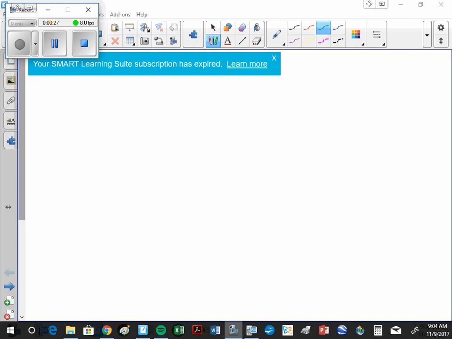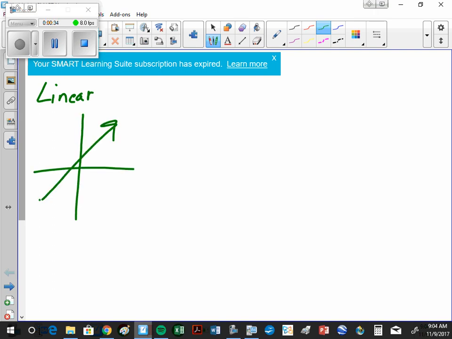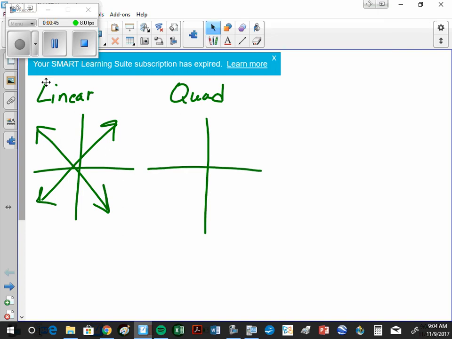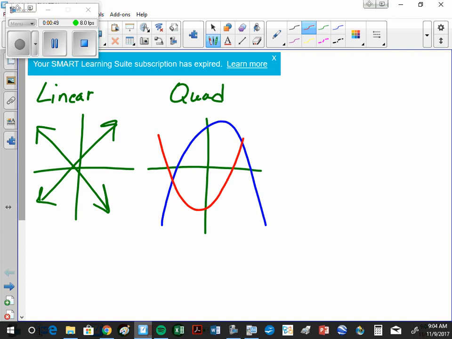Right. So linear looks like this, like that, or it could look like this, right? Quadratic means it has a parabolic shape. It's a parabola like this or like this.